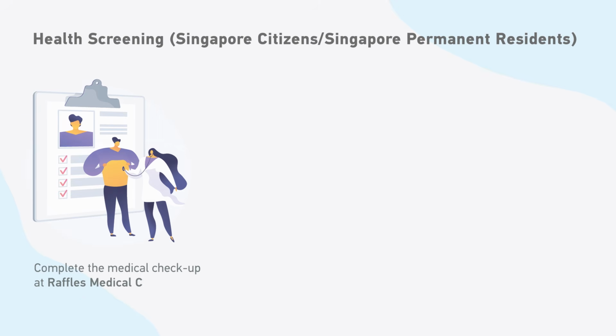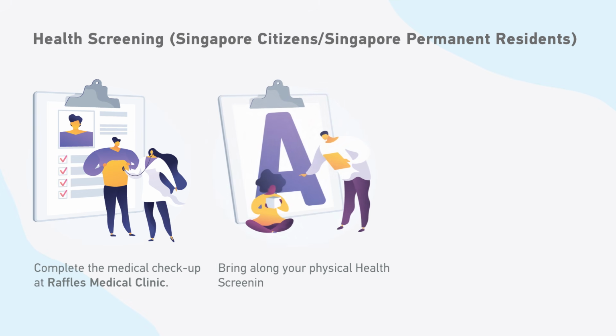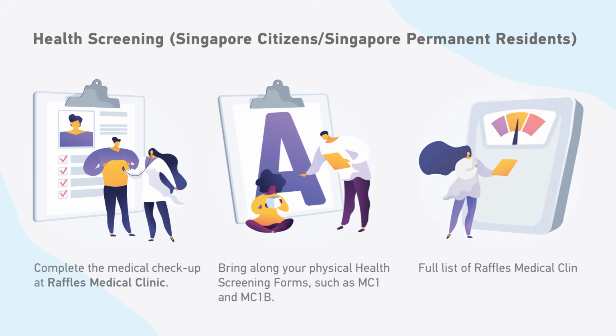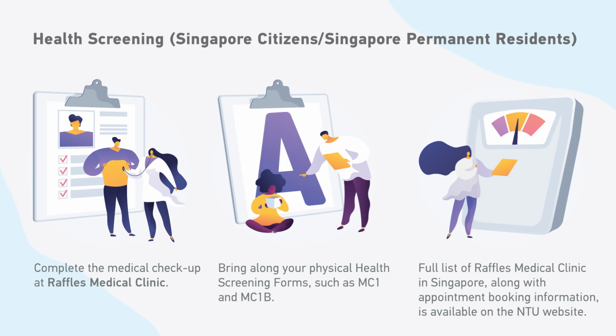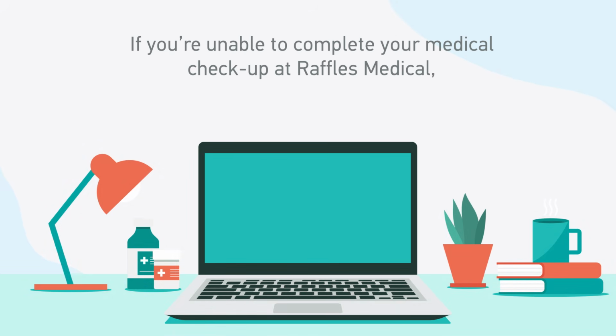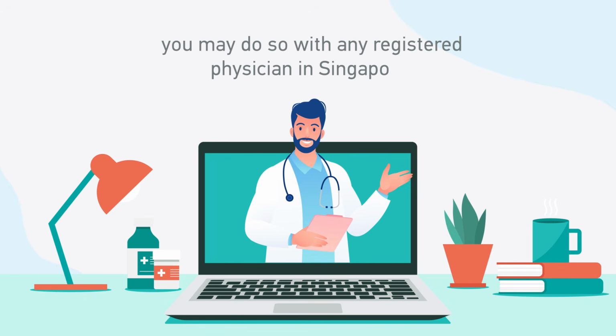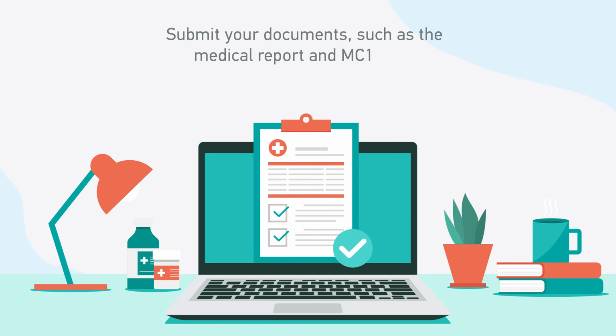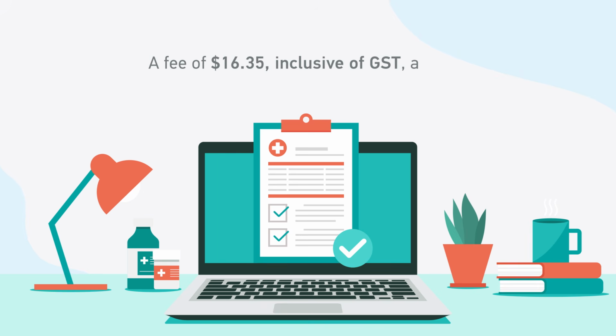Students may complete the medical checkup at Raffles Medical Clinics. Please bring along your physical health screening forms, such as MC1 and MC1B, when visiting a Raffles Medical Clinic. The full list of Raffles Medical Clinics in Singapore, along with appointment booking information, is available on the NTU website. If you are unable to complete your medical checkup at Raffles Medical, you may do so with any registered physician in Singapore. In that case, you will need to submit your documents, such as the medical report and MC1 form, through the endorsement portal. A fee of $16.35, inclusive of GST, applies.